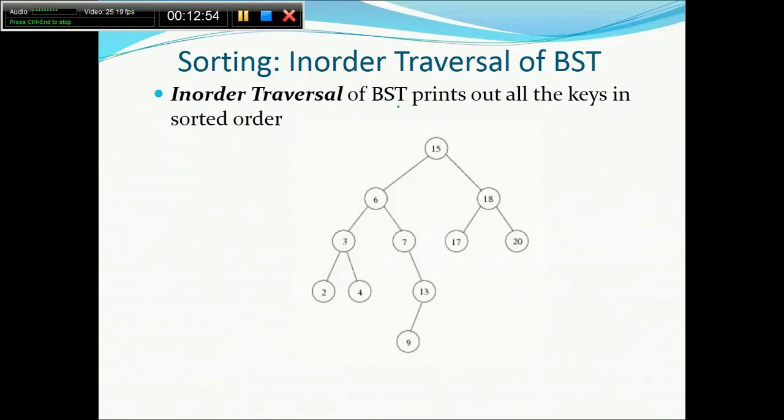Now we'll come to one more interesting property of the BST. If you find the in-order traversal of a binary search tree, it prints all the keys in sorted order. Given this binary search tree, if I find the in-order traversal, it will just give me the keys in increasing sorted order. So that is the in-order traversal of a BST. For any BST, in-order traversal will always print all the keys in increasing sorted order.